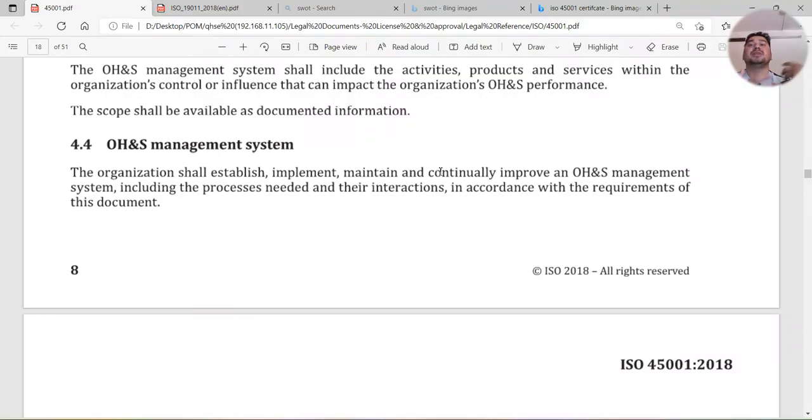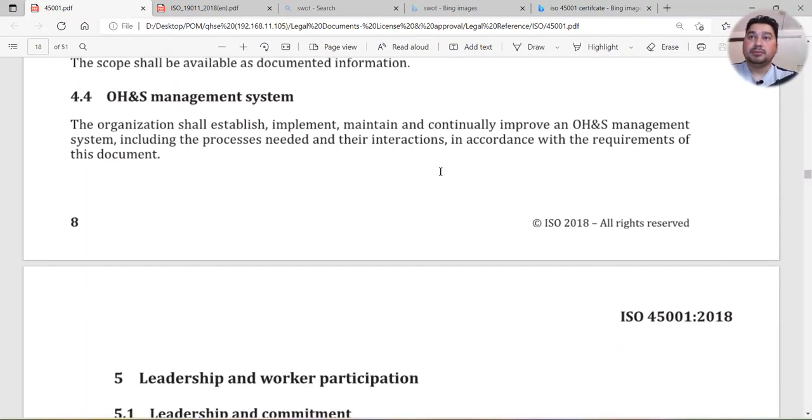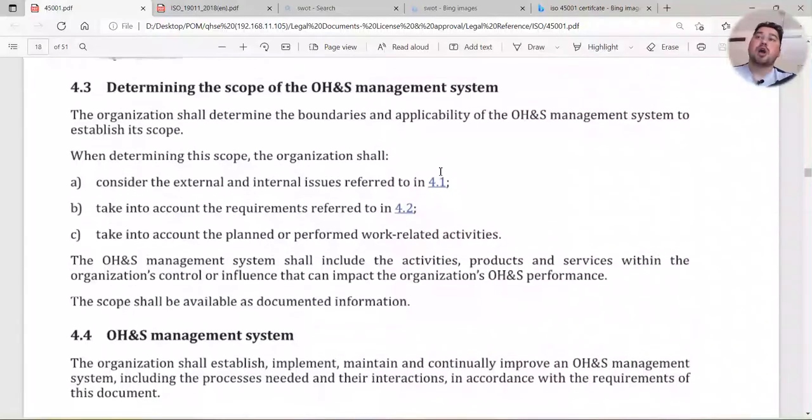Continually improve means if there are any changes in the occupational management system or legal requirements, those should be continually included and updated also. Your management system should include your improvements. Maybe your business improves, but you are not including that in your management system. It should not be like this. So it should be improved. So that's all for clause number 4.